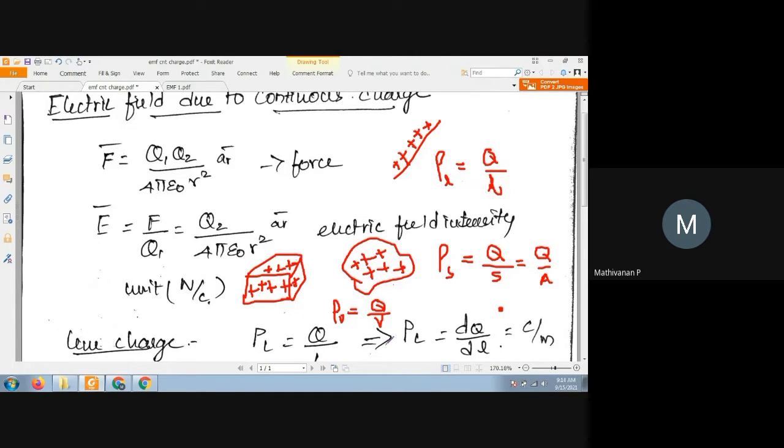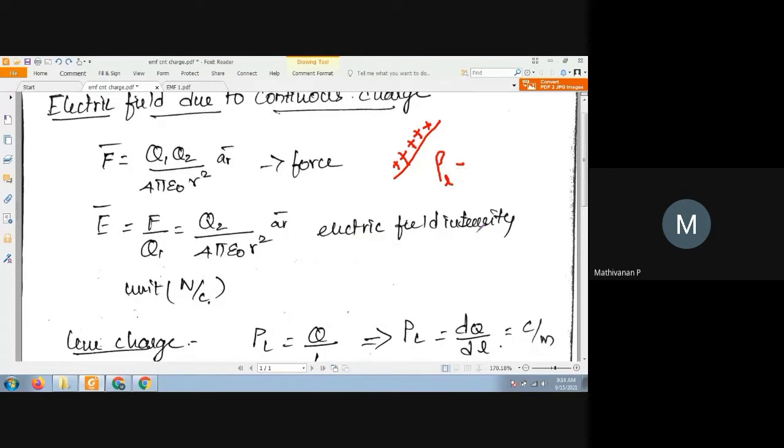Density, in the sense of how much charge is present in that particular length, surface, or volume, is what we have to find out. This is the basic thing, one of the basic concepts that we should know. This is a topic called electric field due to continuous charge. Now, from this expression, I am not going to derive, I am going to rearrange the expression.